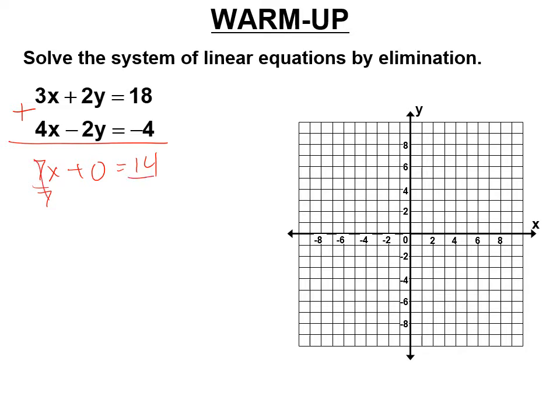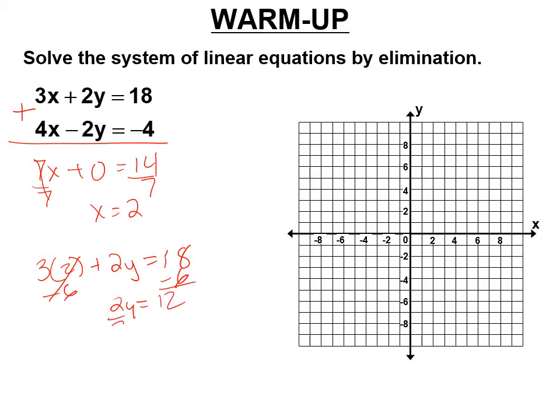Divide both sides by 7. x equals 2. So that's the x coordinate of where they intersect. I'm going to put it in the top one. I could put it in either, and I get this. So I get 3 times 2 is 6. So I'm going to subtract 6 from both sides. 2y equals 12. Divide by 2, and y equals 6. So these two lines intersect at (2, 6). (2, 6) right there. All right.